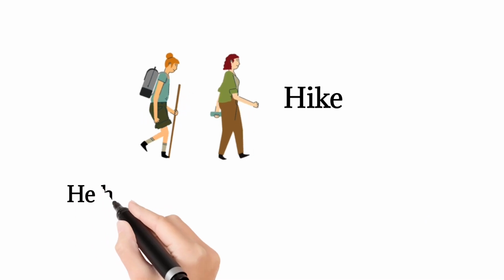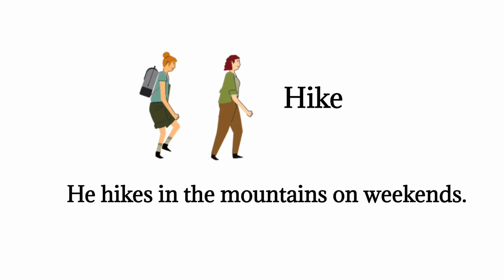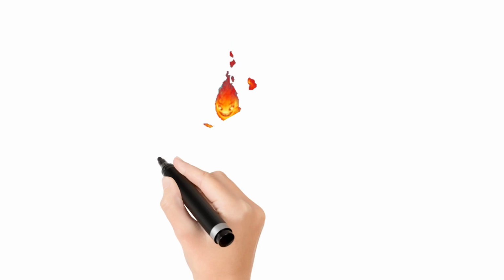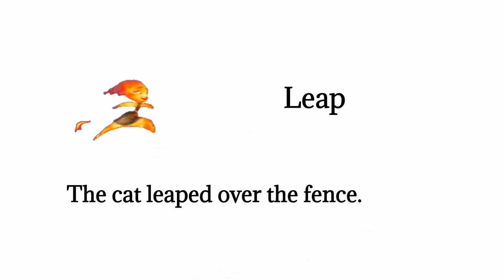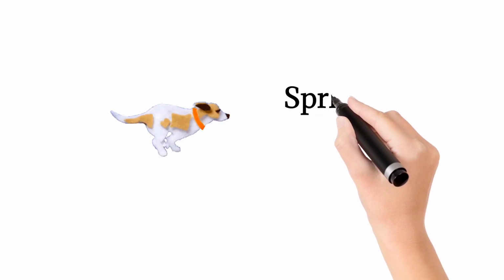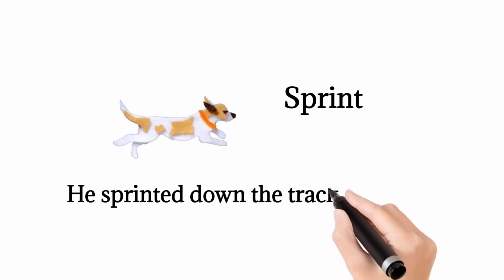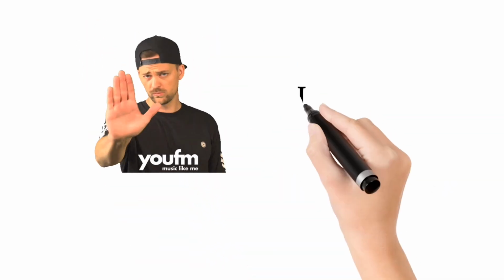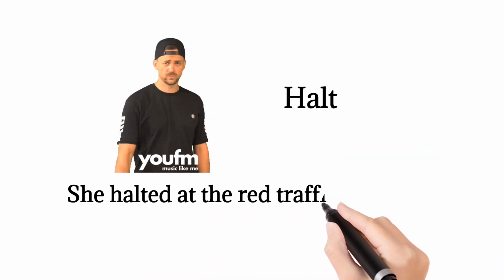Hike. He hikes in the mountains on weekends. Leap. The cat leapt over the fence. Sprint. He sprinted down the track. Halt. She halted at the red traffic light.